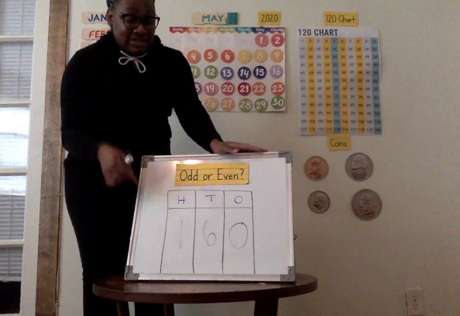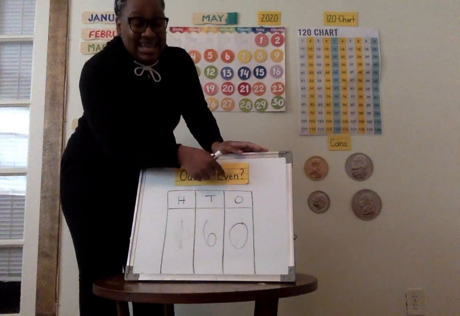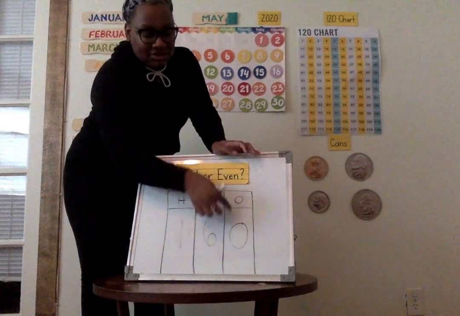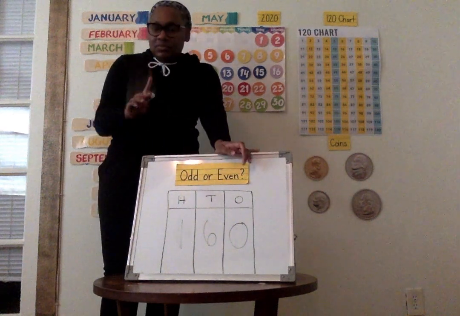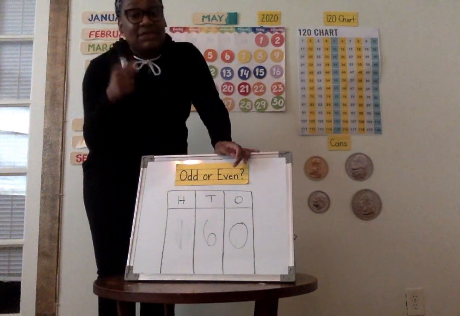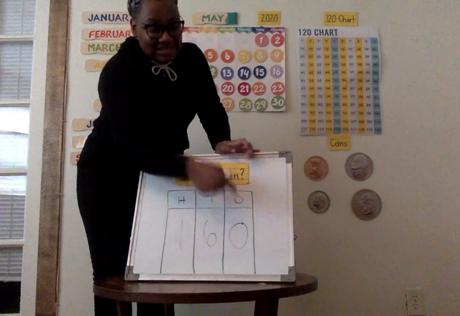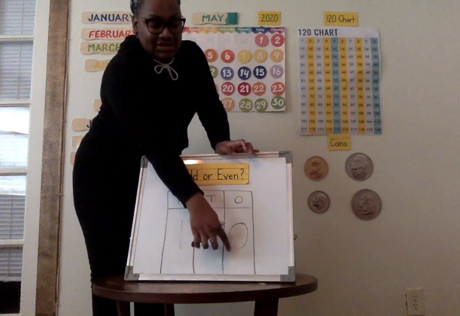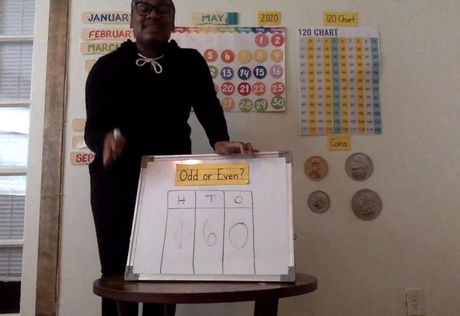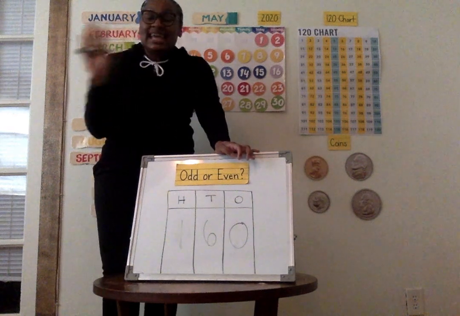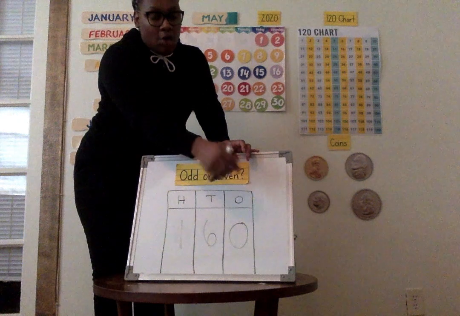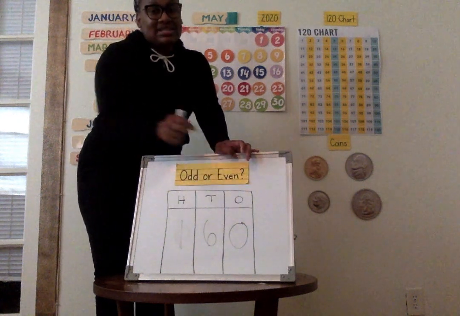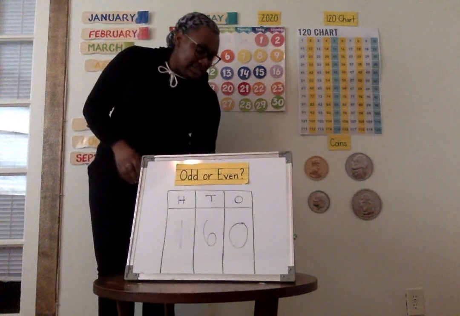I heard a lot of friends say the number 160 is even because there's a 0 in the ones place, and they know that 0 is even. One more time. I heard that friend said the number 160 is even because there's a 0 in the ones place, and they know that 0 is even. Anytime we want to figure out if a number is odd or even, we always look to see what number is in the ones place.